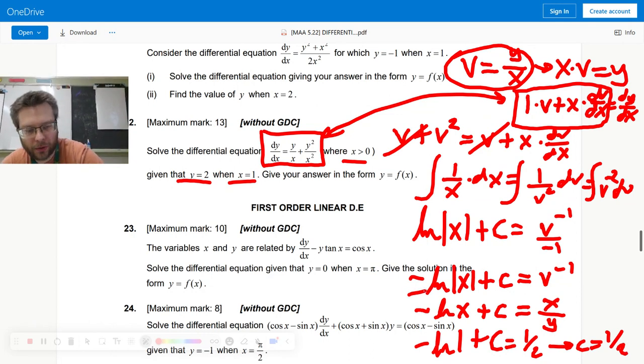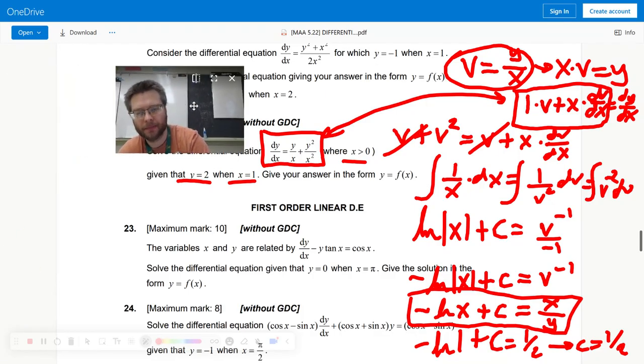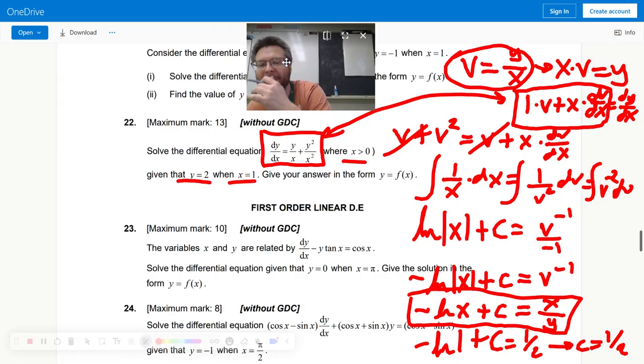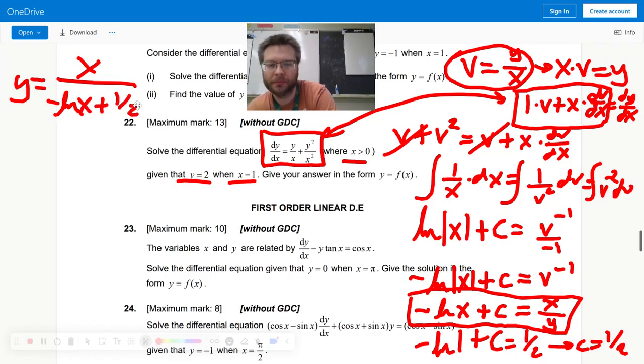When I look at this format right here, I can solve for y using 2 steps. Multiply both sides by y, and then divide both sides by negative ln x plus c. So what that means is, this problem wasn't so bad. My final answer is y equals x over negative natural log of x plus 1/2.